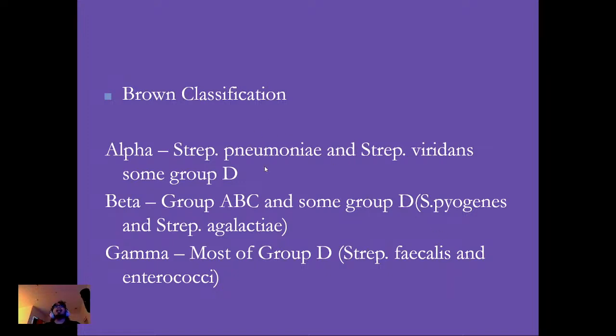But let's start first with Streptococcus pneumoniae and Streptococcus viridans. Para hindi kayo mahirapan, lagi nyo lang ididikit si Streptococcus viridans and Streptococcus pneumoniae. Okay? Pag Brown classification ang pinag-uusapan. Kasi class, ano ba ang color ng viridian? Pag Google search nyo kung anong color ng viridian.